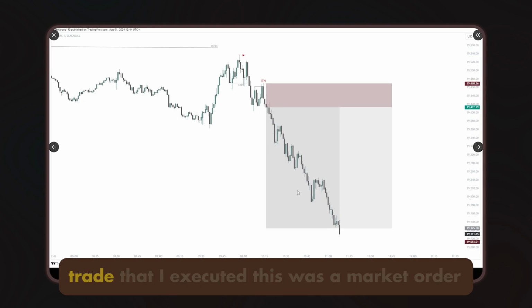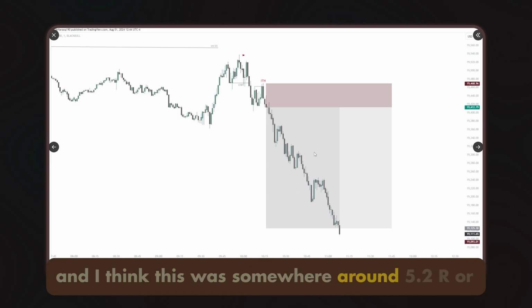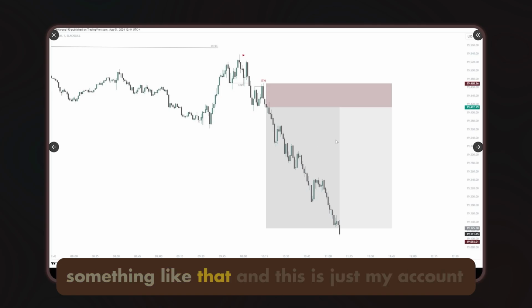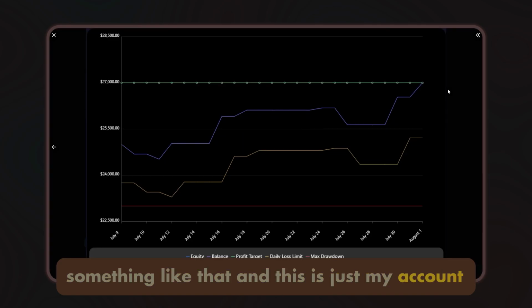And take a look at this trade that I executed. This was a market order, and I think this was somewhere around 5.2 R or something like that. And yeah, this is just my account.